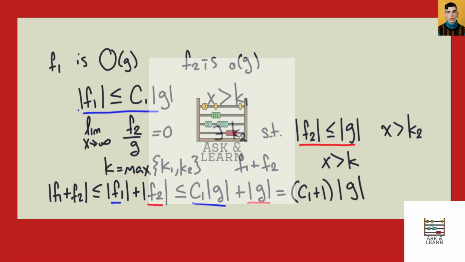And so you can rename your constant c equal to c1 plus 1, and you get then that for c equal to c1 plus 1, and k being the maximum of our two, f1 plus f2 is indeed big O of g.